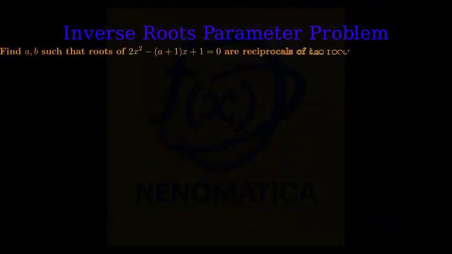In this lesson, we will solve a parameter problem using the inverse roots idea. The task is to find the real numbers a and b such that the roots of the quadratic 2x squared minus (a plus 1) times x plus 1 equals 0 are the reciprocals of the roots of the quadratic y squared minus b y plus (b minus 1) equals 0.